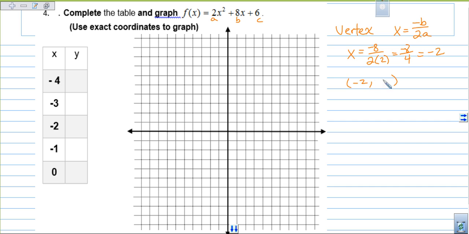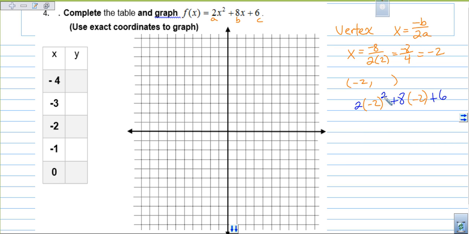Our x part of the coordinate is negative 2. We need to find our y part of the coordinate, so we plug in negative 2. Okay? So you have 2, and then negative 2 gets plugged in, squared, plus 8 times the negative 2, plus 6.